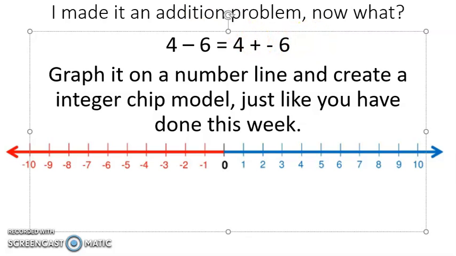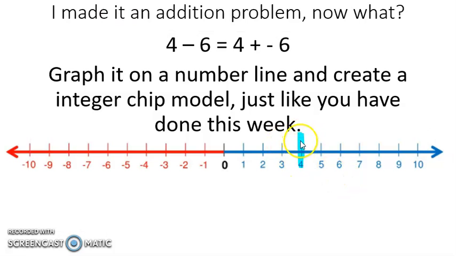Now, just like we did yesterday, you can go ahead and graph it. So I always start right here at the first number. My first number is 4. I'm going to pick a good color. I'm going to start at 4. That's my starting point. Now I got to go down because it's negative 6. 1, 2, 3, 4, 5, 6. Where do I land at? Negative 2.